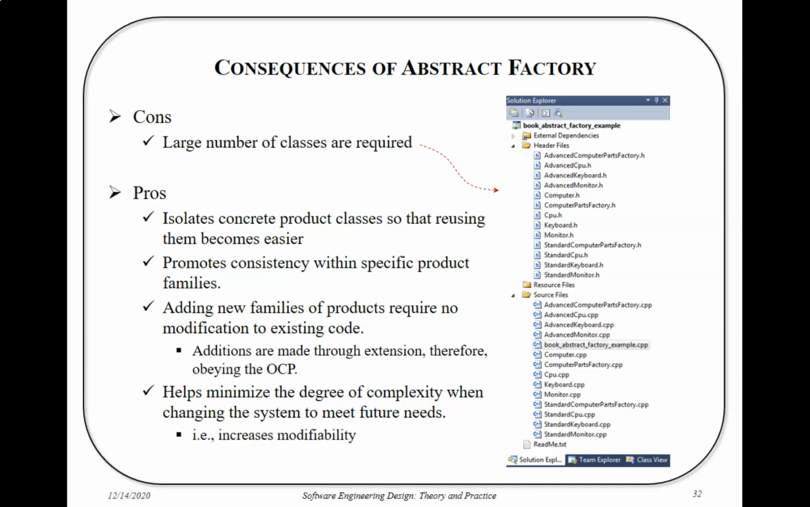Okay, so the consequences of Abstract Factory. The advantages of having this are many. It isolates concrete product classes, so using them becomes easy to reuse. It promotes consistency among product families, and adding a new product family requires no modification to existing code, and it helps minimize the degree of complexity. So it's easy to understand, especially during modification of the program or maintenance. The only disadvantage is that a large number of classes is required. For each product family and each product, you have to create the class.